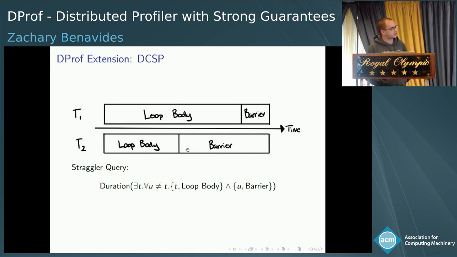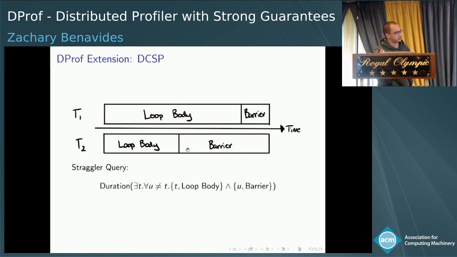Okay, so the first extension that we wrote for DProf is called DCSP. So this is an adaptation of a method called context-sensitive parallel execution profiling, which we developed for profiling shared memory parallel programs. And what it essentially does is it gives you this kind of data structure that you see here, where you can look at it and you can say for any point in the execution of the program, what was every thread doing. So in the first part of this, both threads were in the loop body. Then in the second part, T1 was in the loop body while T2 was waiting at a barrier. And in the third part, they were both at a barrier.